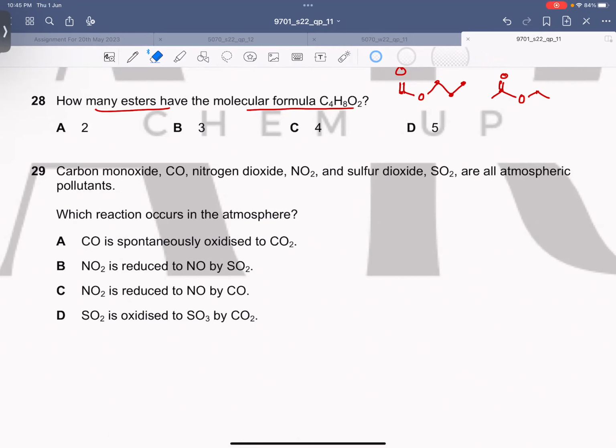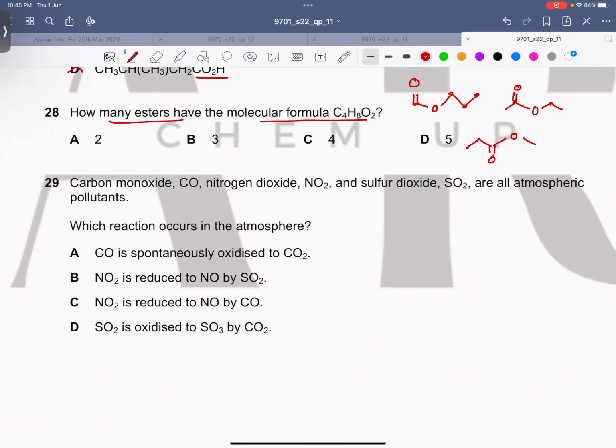There is another possibility. That can be a third isomer. And if I think of the fourth one, so 4 is the correct one, and D, B, and A go wrong. So C is the correct answer because we are getting the 4 esters.